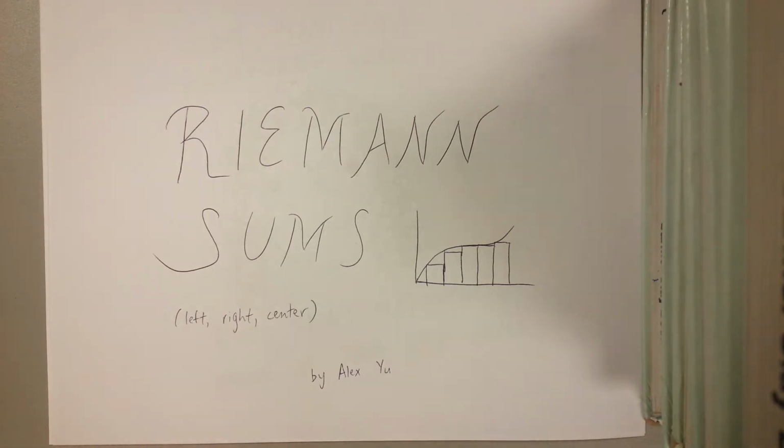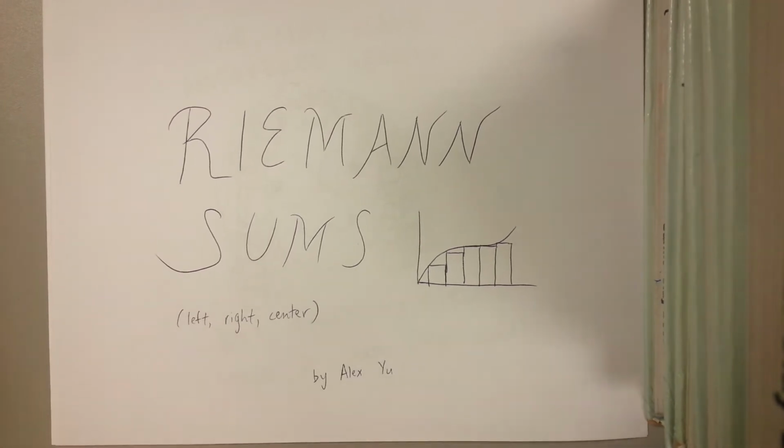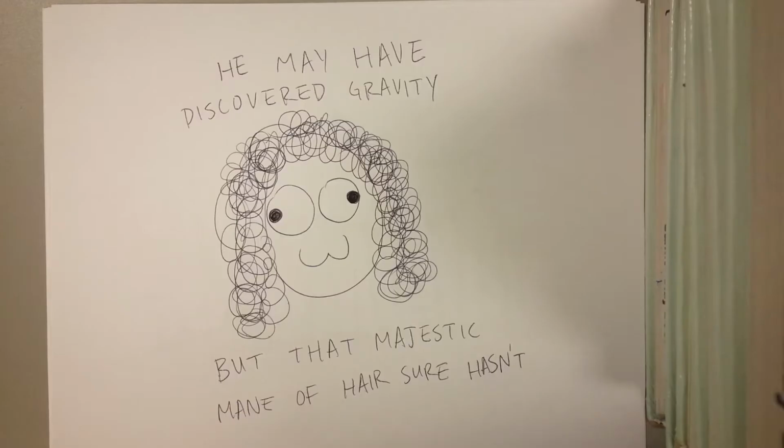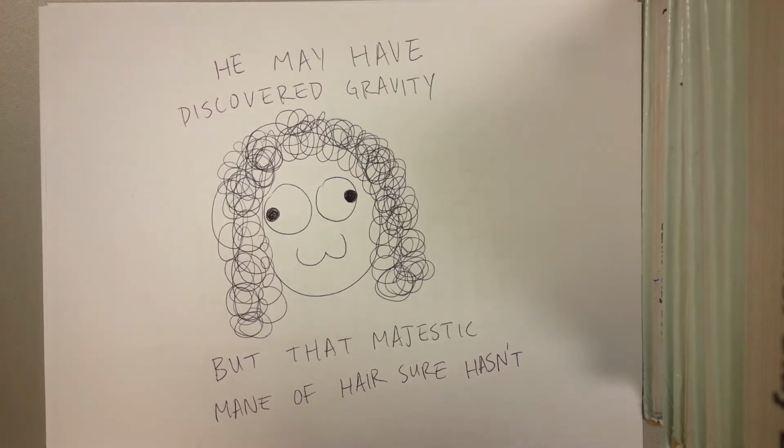Riemann sums are a way we can approximate the area under a curve. You're probably wondering, why would I ever need to approximate the area under a curve? Well, imagine you're sitting at home one day and you're really bored and your name happens to be Isaac Newton and you feel like inventing calculus. Well, then you would have to know how to find the area under a curve.